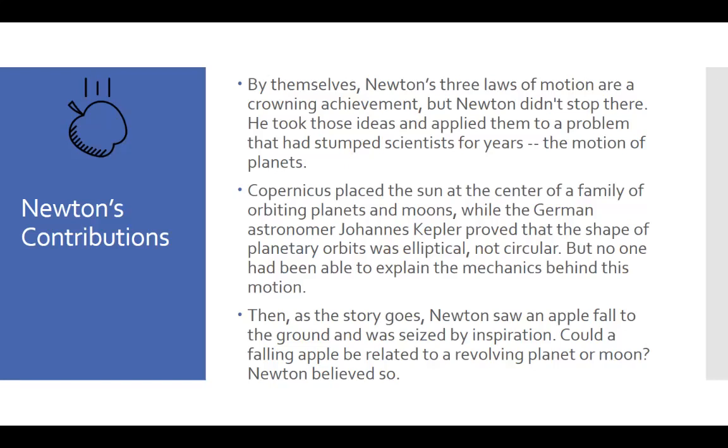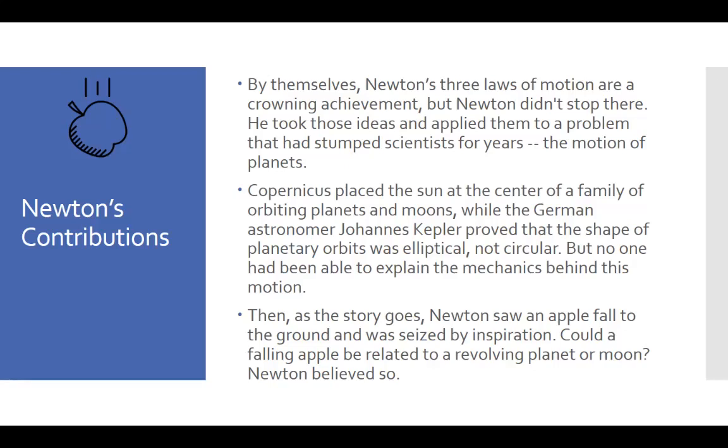But then Newton comes along, and according to the story, Newton saw an apple fall to the ground and was seized by inspiration. He started thinking, whoa, could a falling apple be related to a revolving planet or a moon? And he believed it was. So his idea of gravitation could then be expanded to apply not only to things falling here on Earth, but to things falling in space. And it was an interesting concept because people didn't really think about things falling in space. They thought about them as orbiting and that that was somehow different.